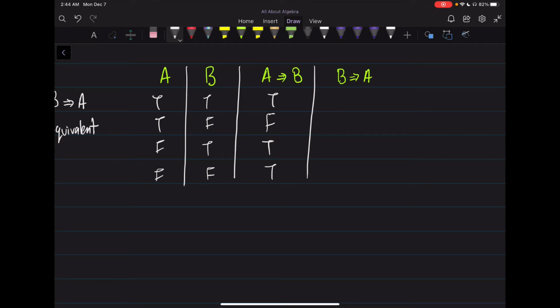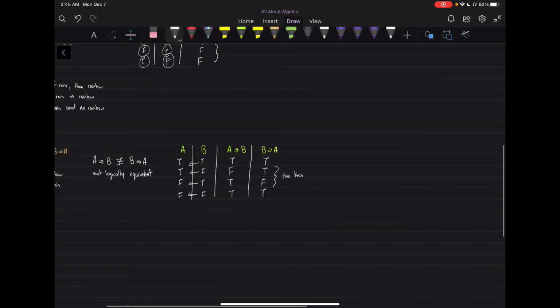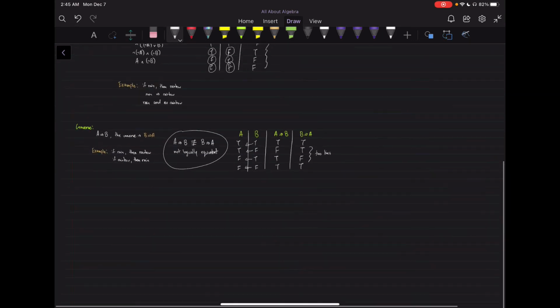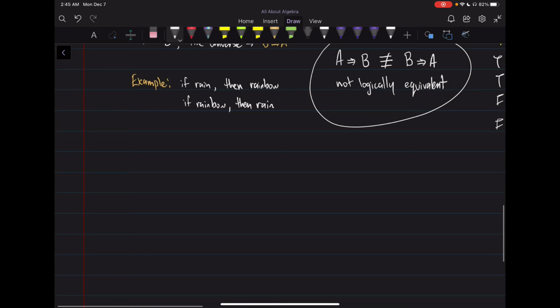Now here's backwards. True implies true, we get true. False implies true, we get true. True implies false, we get false. And false implies false, we get true. So see these two lines, right? So these two lines are where it's flipped, right? So that's what we can say that they're not logically equivalent. Okay, moving on.